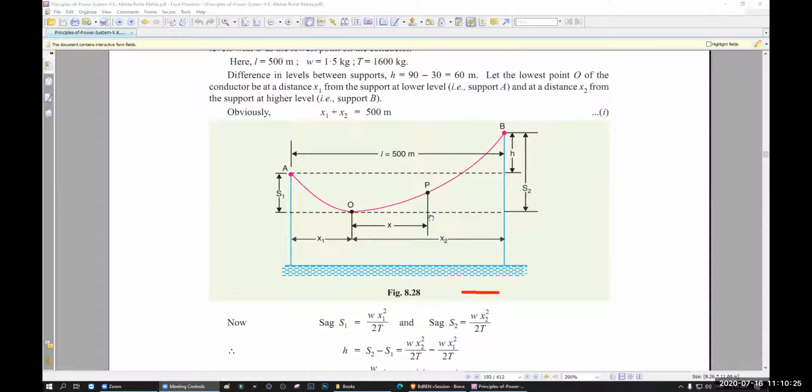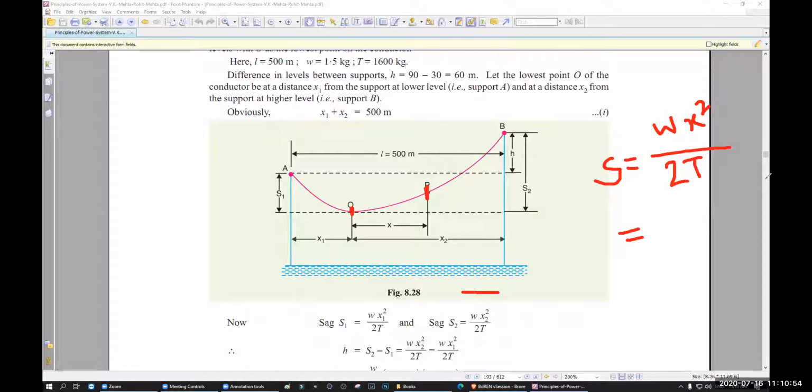Now put everything in the formula. For this point to that point, let's use a formula. Let's say S, not S1, not S2. S is equal to W x square, not L square. It is x, not x1, not x2. It is a different calculation. Divided by 2t. What is W?